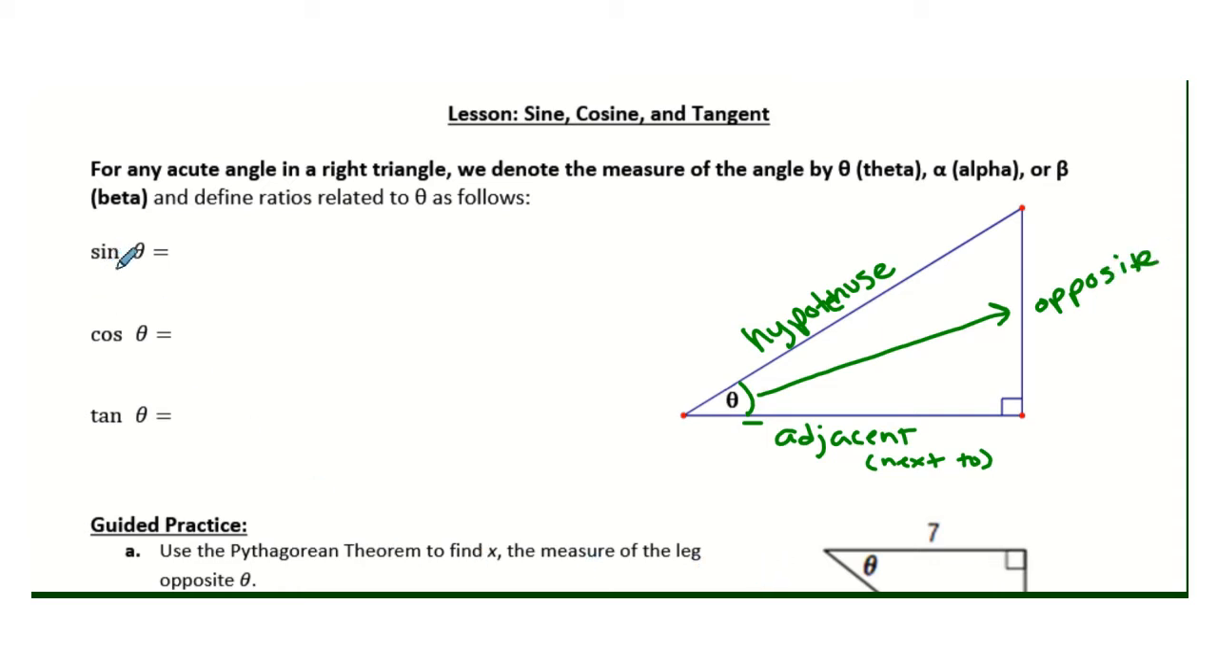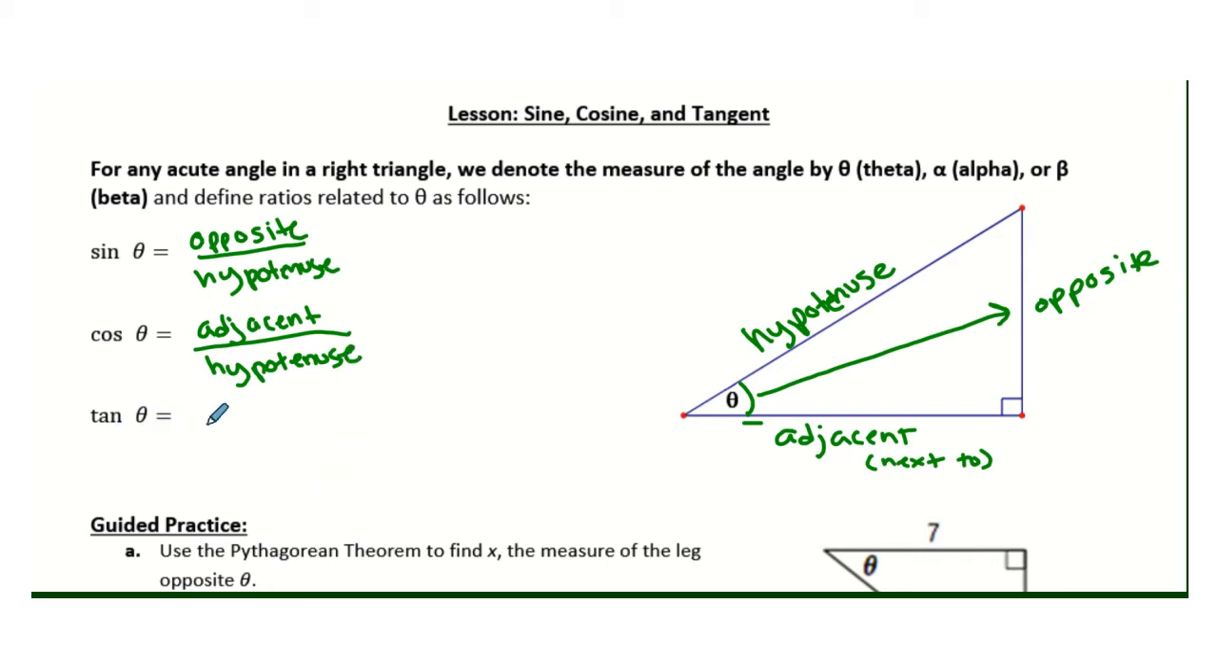So to find sine of theta, we would do the opposite side over the hypotenuse. So we would take this side length and divide it by this side length. For cosine of theta, we do the adjacent side over the hypotenuse. And for tangent of theta, we do opposite over adjacent.